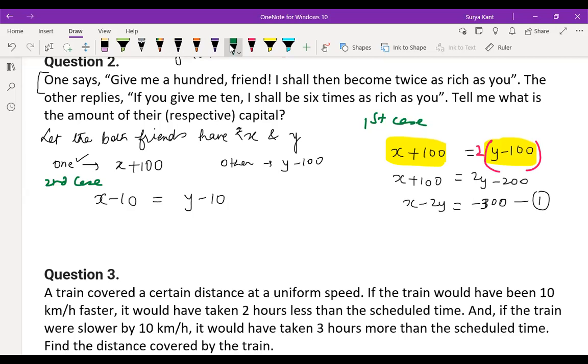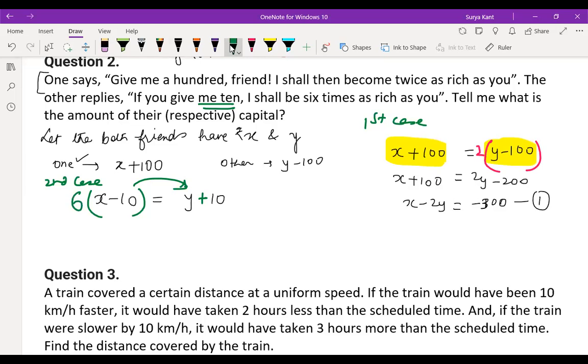x minus 10 or y plus 10, you write here. You should multiply here with 2, no? Like this only it should come, right? Second equation. Why are you doing plus 10, minus 10? See, what if you give me 10? Y told if you give me 10, then I shall be 6 times. So you should multiply here 6. Correct? Yes, sir. With 6 we need to multiply. Understood, Samarth, or not? Yes, sir.